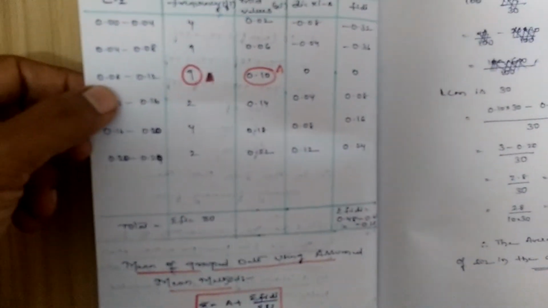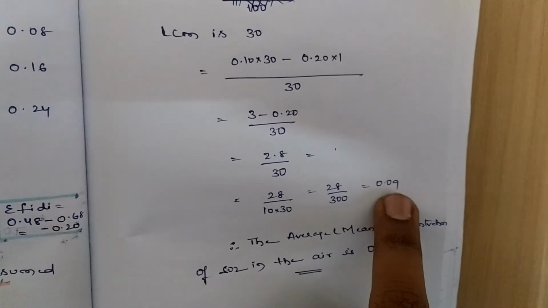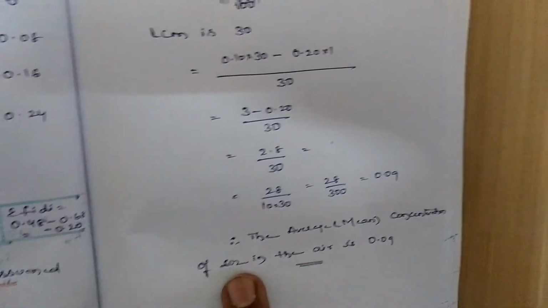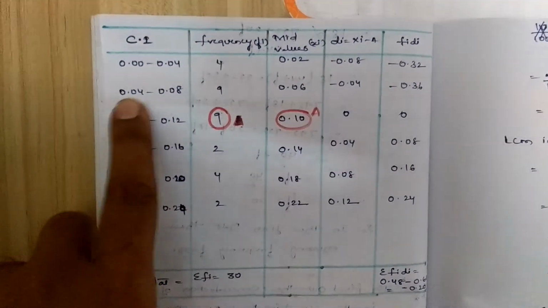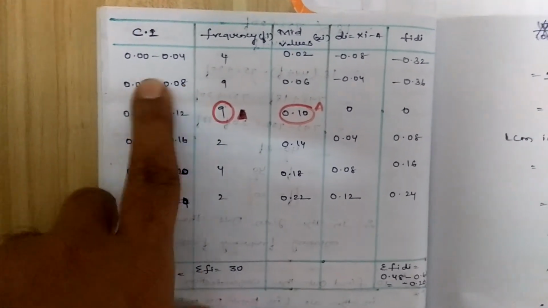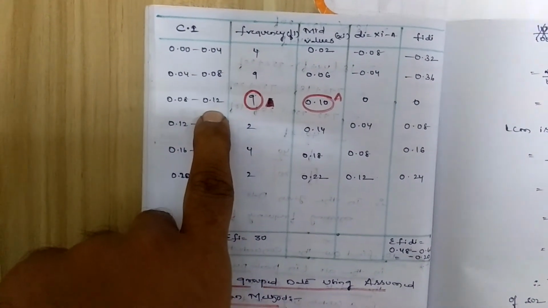So see here, students, how can we check whether your answer is correct or wrong in grouped data? We got the result as 0.09. Therefore the average or mean concentration of sulfur dioxide in the air is 0.09. Check your answer: 9 is the highest frequency, therefore your answer should lie in that range. 0.09 lies between 0.04 and 0.12, right?